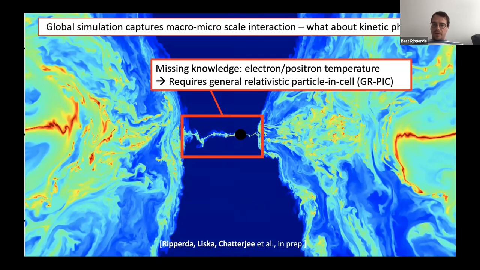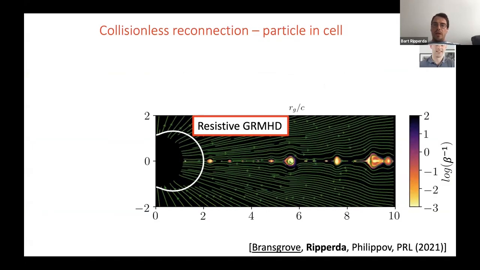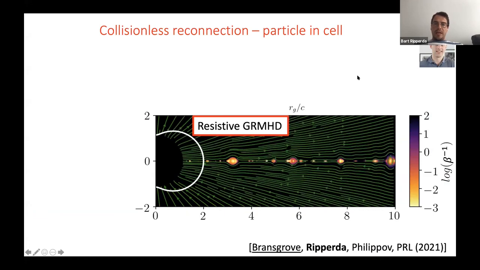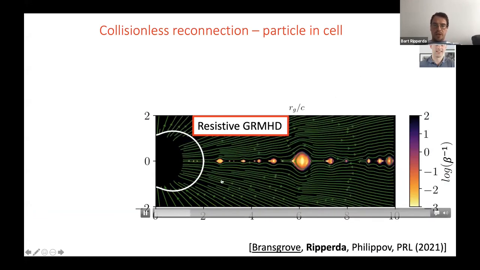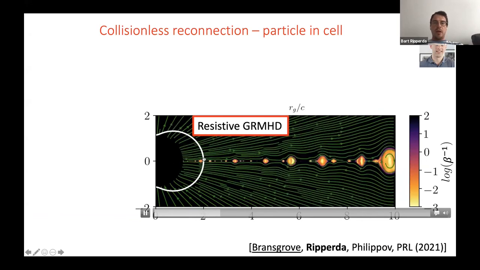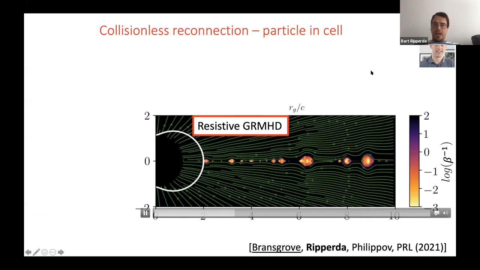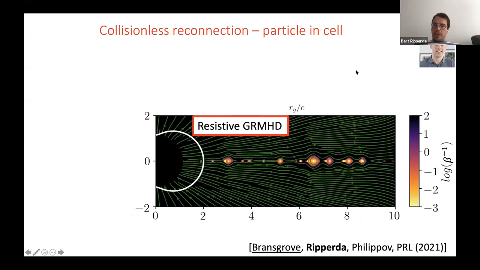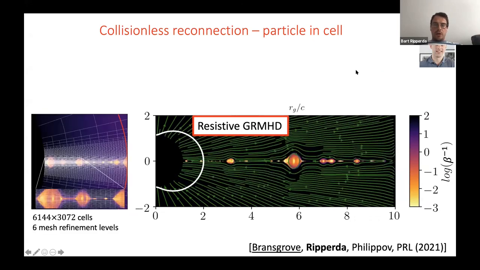Now comes the main caveat of our simulation, that we really need a collisionless description of this plasma. So what we did is we modeled the current sheet at the black hole in resistive GRMHD. And you see that the typical thing happens inside the ergosphere, plasmoids fall in. Outside the ergosphere, plasmoids can escape mainly. The reconnection rate here is also 0.01.